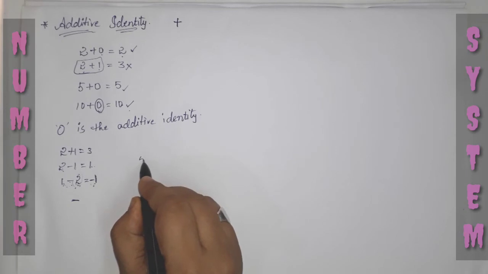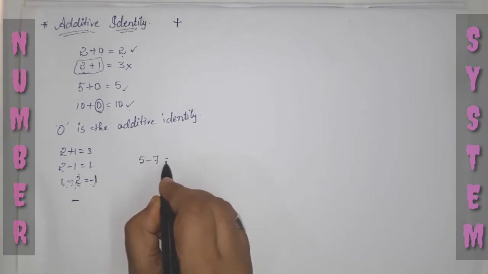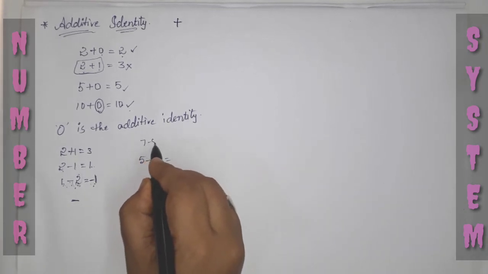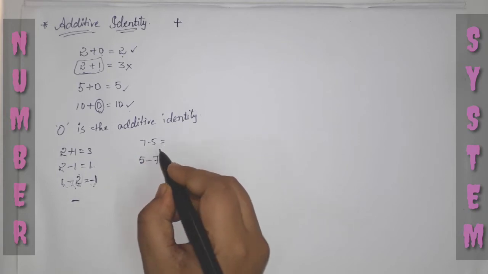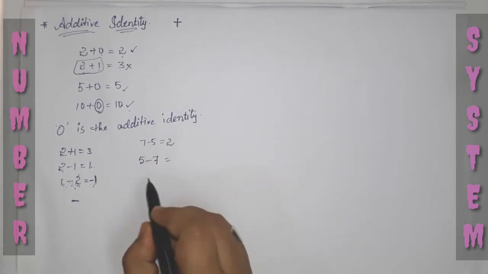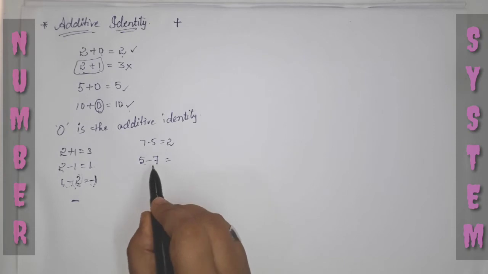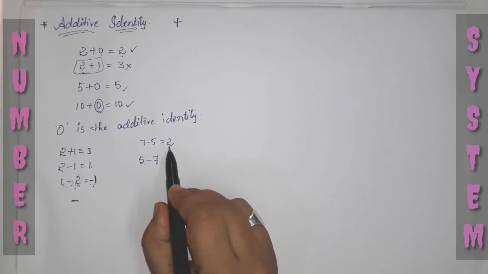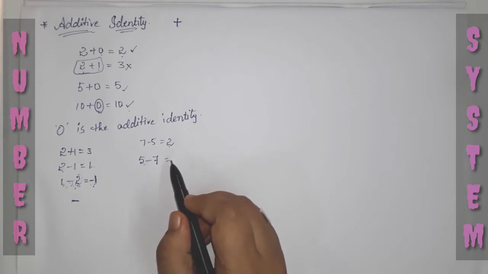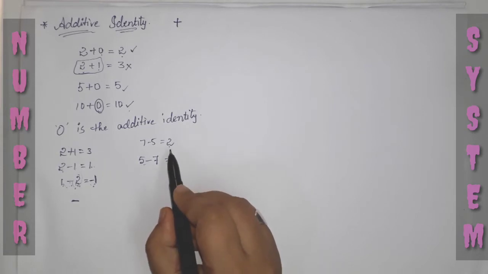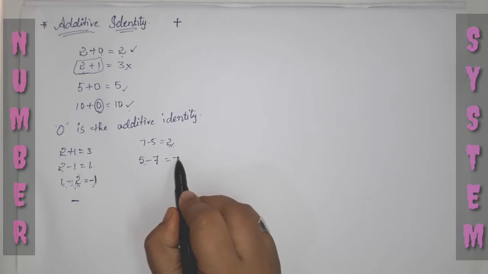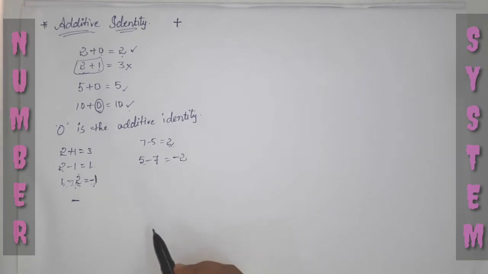If suppose I am taking 5 minus 7. 7 minus 5 I know very well. How much? From 7 if I take 5, you will get 2. Like that only, same numbers but interchanged here. Signs are interchanged. Here there is plus 2, so we have to interchange and write minus 2.